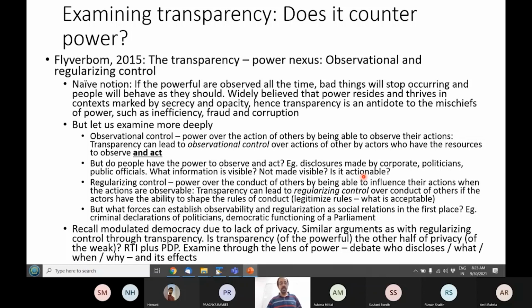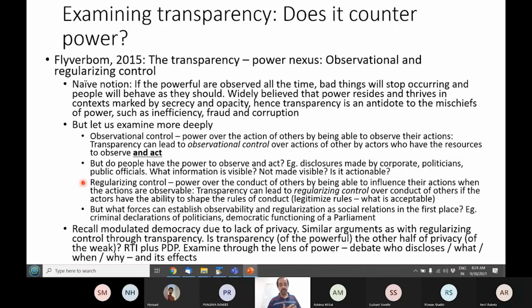Right. So what this paper basically talks about is that one form of control that transparency is supposed to bring about is observational control. That if you can observe the actions of others, then you can have control over them, right? But it says that, well, it's not as straightforward, because ultimately, even if there is transparency, unless people are able to act upon it, it won't be useful. So the second kind of control that people talk about is regularizing control. You do start observing people and they will change their behavior, because now there is a threat that if there is some wrongdoing, then the transparency will make it visible, and if people are able to act upon it, then it is risky. And therefore, over time, it will change the behavior of people itself, behavior of the powerful itself.